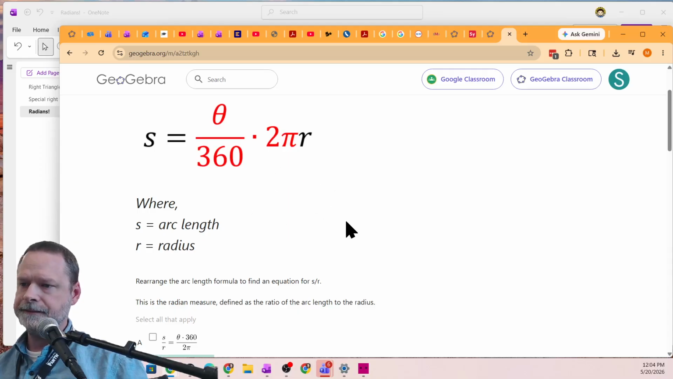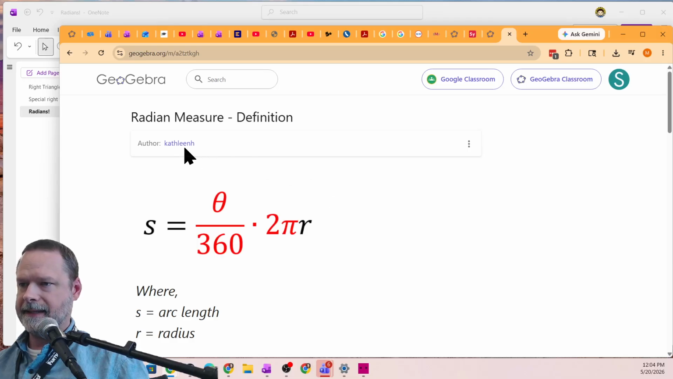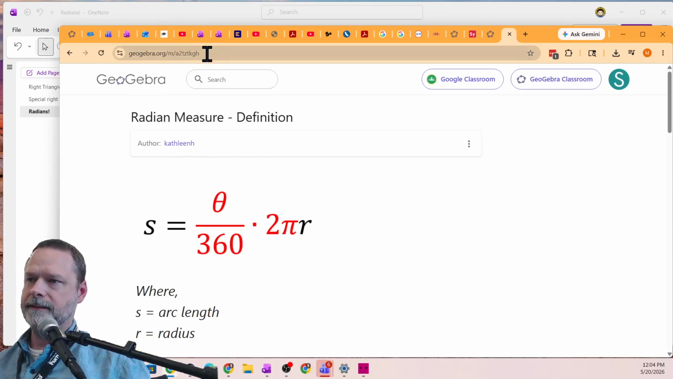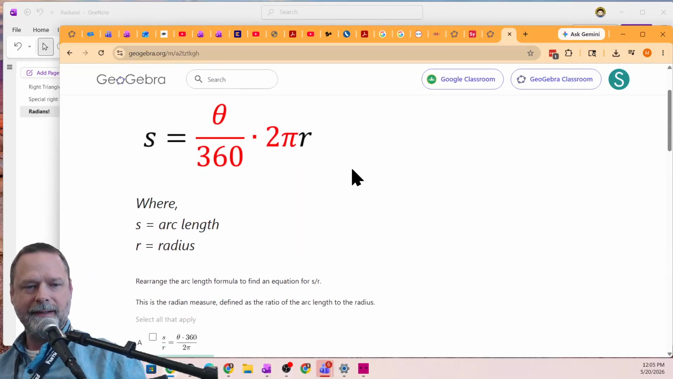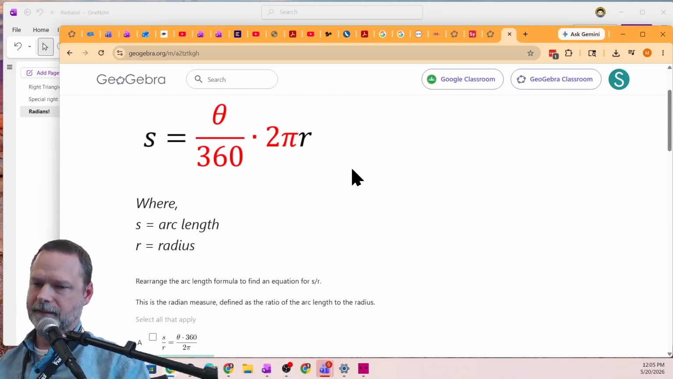So here it is. And I stole this from Kathleen H on GeoGebra, geogebra.org/m/a2tztkgh. This is a really neat applet that she made. I gotta say, I'm a fan. So let's take a look at this.